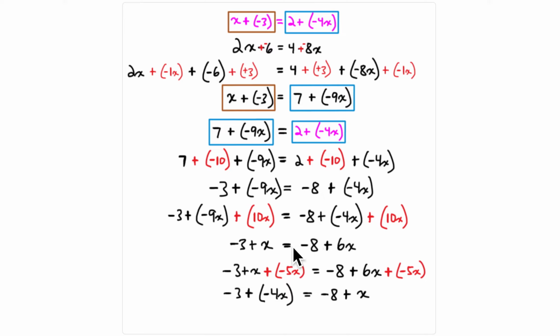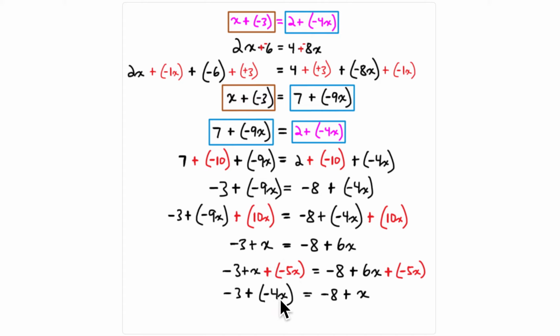What if instead of changing this side to negative 3 plus x, what if I change this side to negative 3 plus x? So I'm going to add a negative 5x here. So that makes this x. And I'm going to add a negative 5x to this side. That makes that a negative 4x.